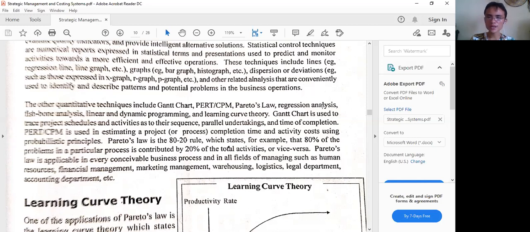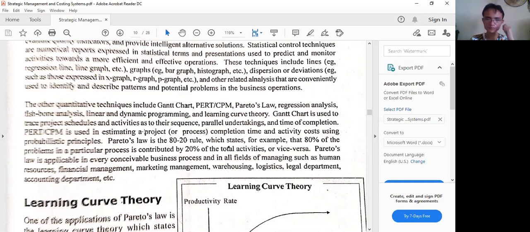Then Pareto's law. You will know that regression analysis, which I've discussed, for example, when there are plenty of variables, like so many x variables, independent variables, what would be the result to y, the dependent variable. So we can also make a graph for that one, a straight line. Fishbone analysis, that is the cause and effect relationship. Linear and dynamic programming. So linear could be the straight line and changes along the way.